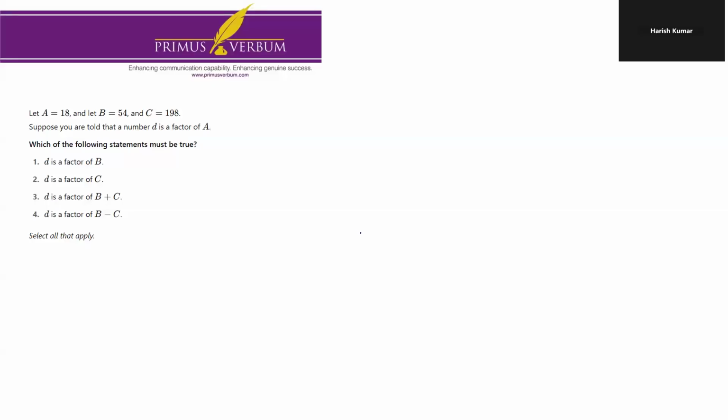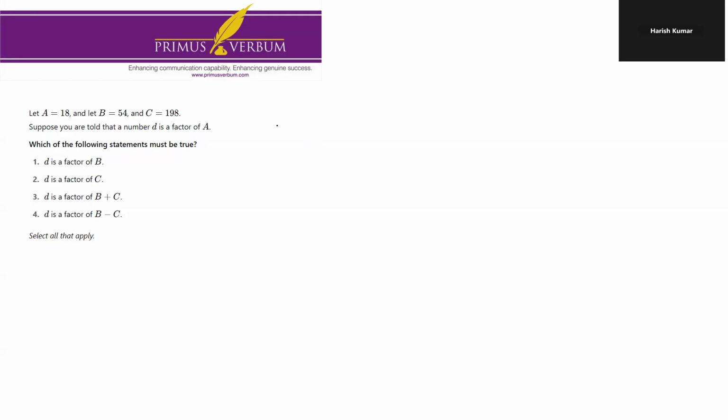Let's look at this problem, students. Let A equal 18, let B equal 54, and C equal 198. Suppose you're told that a number D is a factor of A. Which of the following statements must be true? There are four statements, and we should select all that apply.